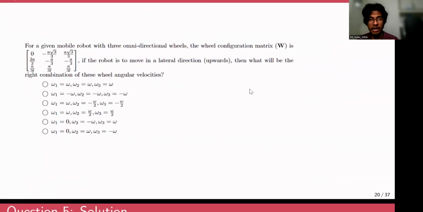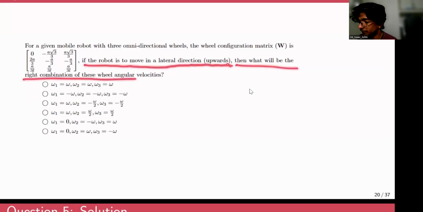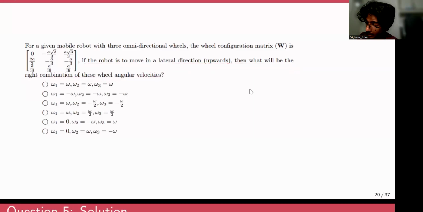Now, moving on to question 5, it's a similar sort of question. For a given mobile robot with 3 omni wheels, the wheel configuration matrix is given as so and so. Here also, if the robot is to move in a lateral direction upward, then what will be the right combination of these wheel angular velocities? Again, you are given the similar problem, zeta as W multiplied by omega, where zeta is UVR.